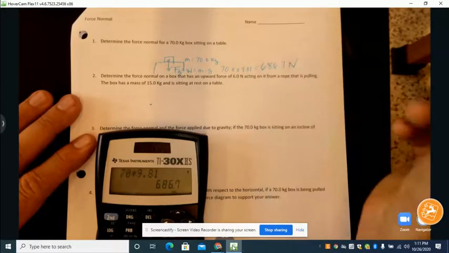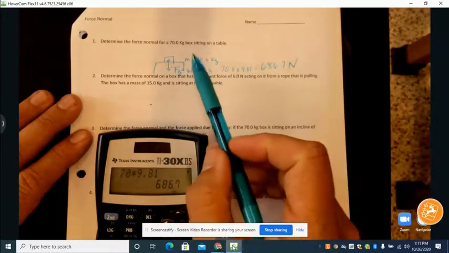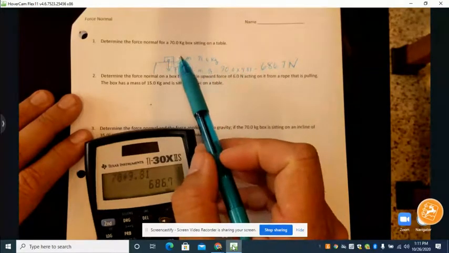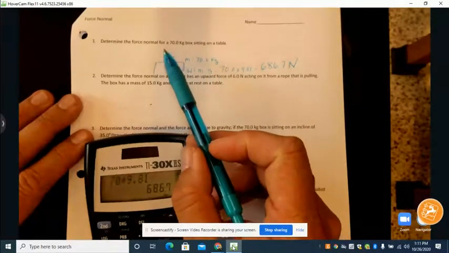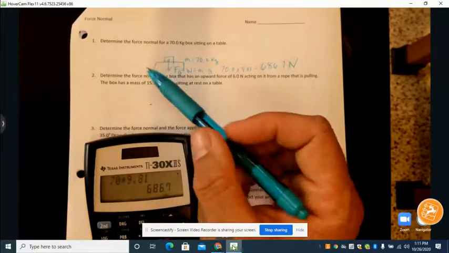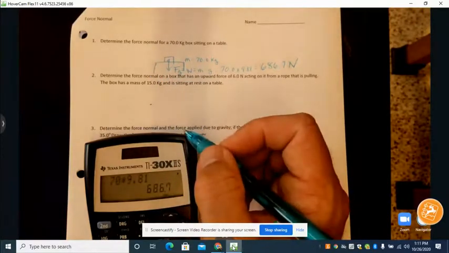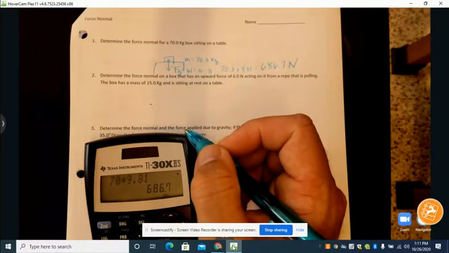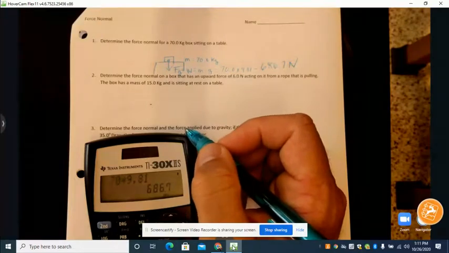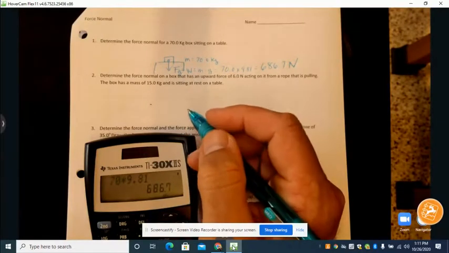I'm getting 686.7, and that would be a Newton. Now, right this minute, we're not worried about significant figures. We want to get to the point. What is the point? Find the force normal. Case number one, important. Is this on a level surface? Yes. So, force normal equals the weight.